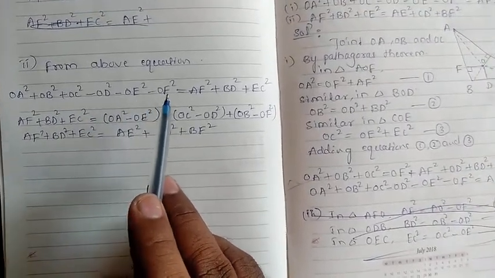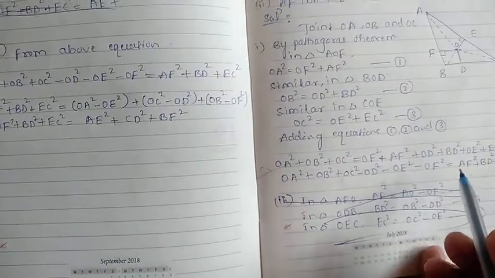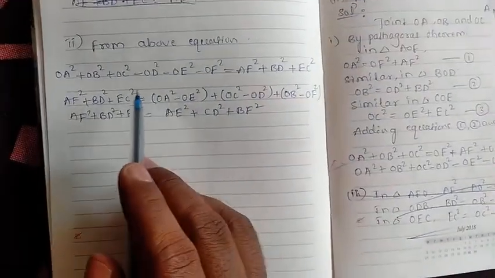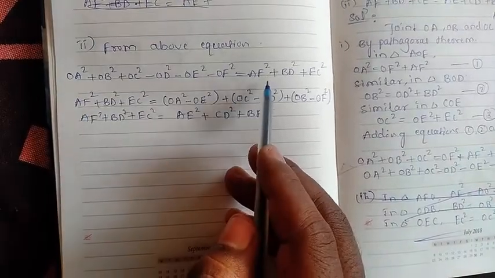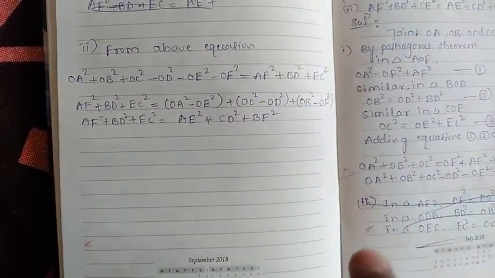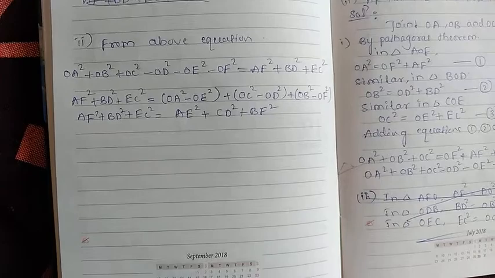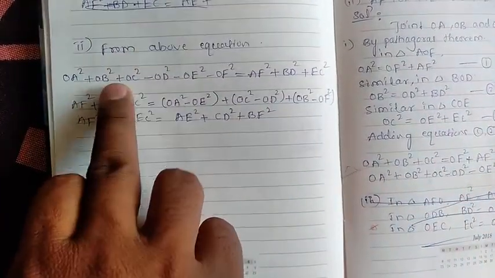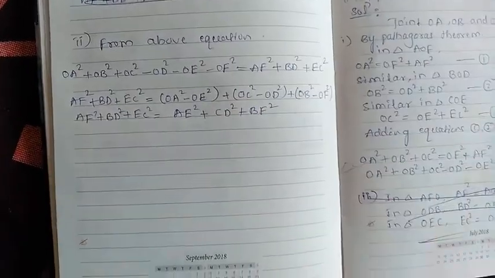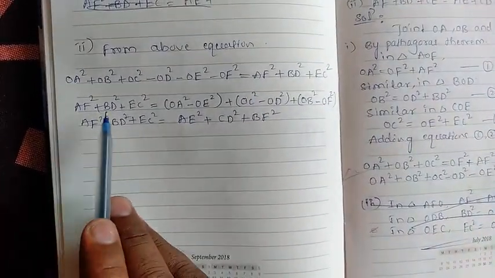So children, on the right hand side, what is there? If you change the equation from LHS to RHS, the equation remains the same. Nothing will be changed. This one you bring to the left hand side, this one you throw on the right hand side. So here AF square plus BD square plus EC square as it is, correct. This is the second one I am going to prove.